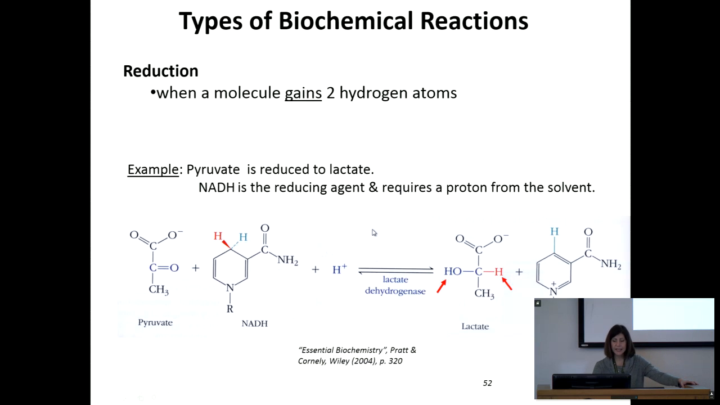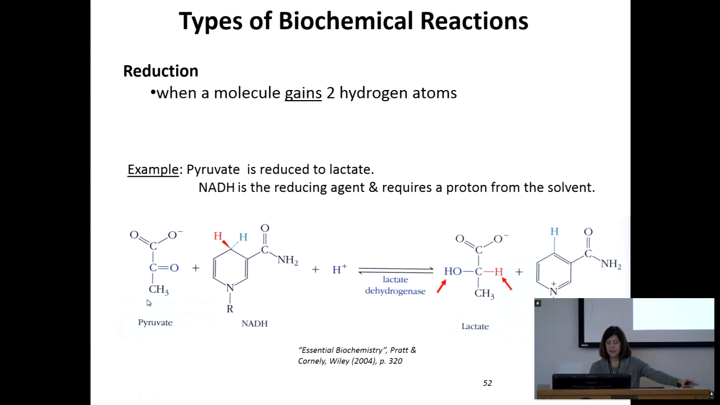Reducing, again, is gaining 2 hydrogens and or losing oxygen. Here, what we're doing is we are reducing pyruvate to lactate. You can see that we are going to gain 2 hydrogens. Does it have to be 2 hydrogens? No, just hydrogen. It can be 1, okay? But it can be 1 or 2. There's different things. So if you end up with more hydrogens, you're in a more reduced state. If you end up with fewer hydrogens, you're in a more oxidized state.